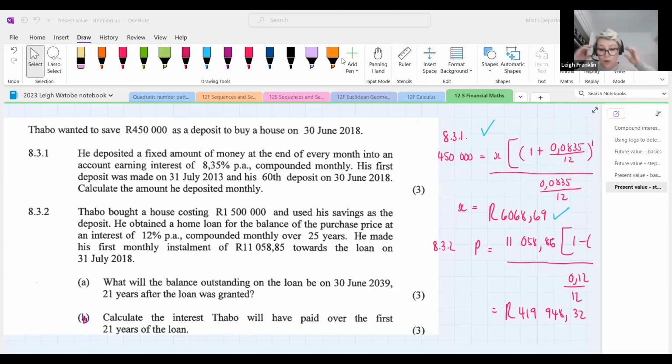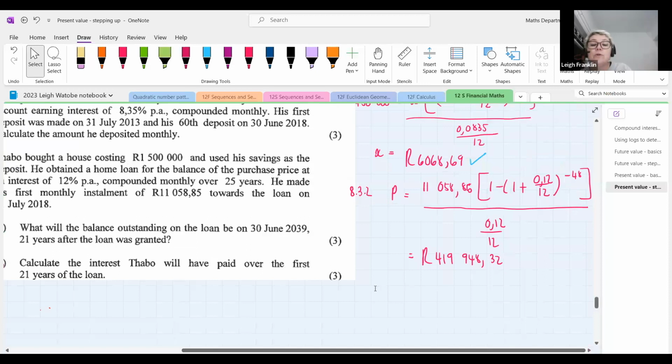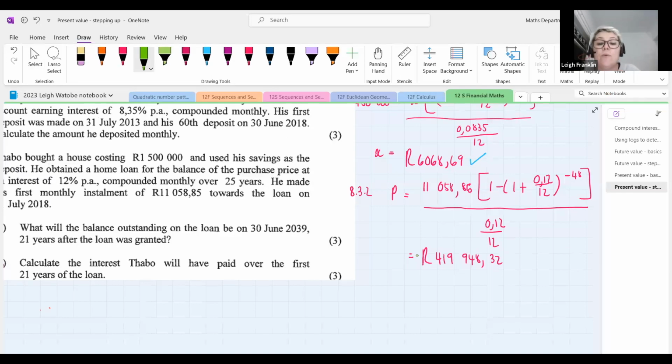Okay. Kamogelo, are you using the same formula for us, the present value formula? You shouldn't be getting a different answer if you're putting in exactly what we've got here in 8.3.2. Now, the other way that you could do this is to use outstanding balance. Okay, so I'll just quickly show you how we would do it using outstanding balance, using A minus future value. It's a little bit longer, but it is actually the preferred way of doing things.